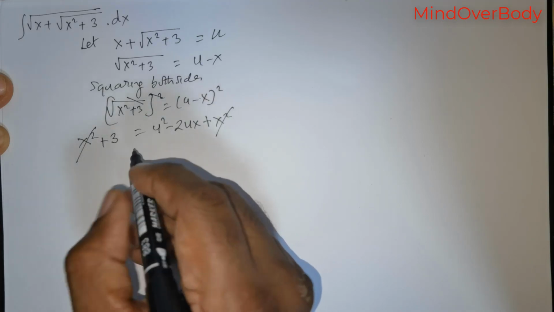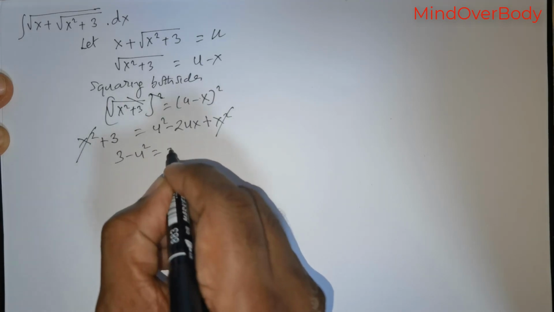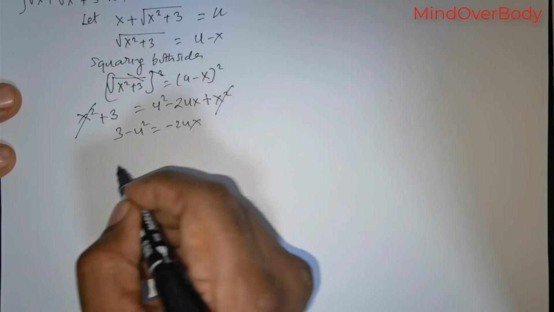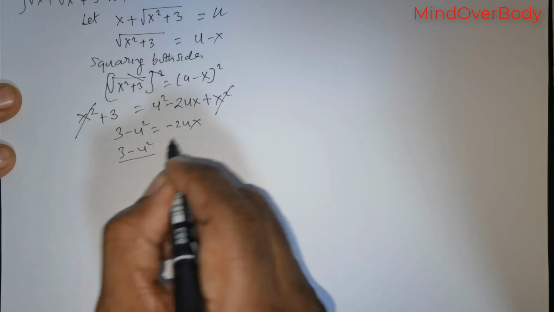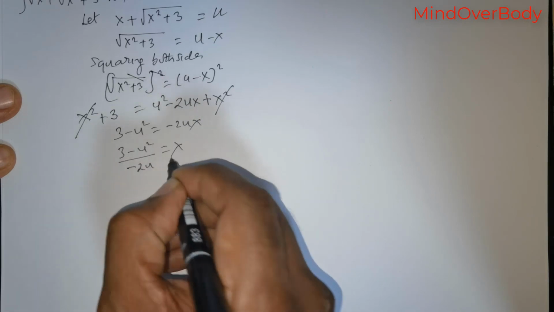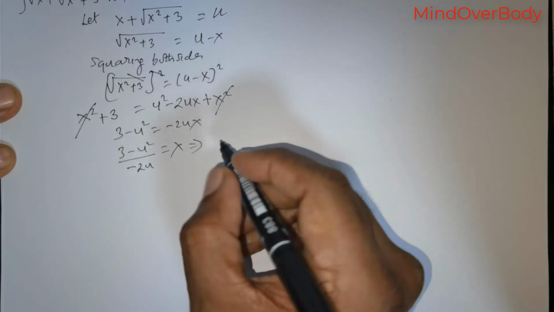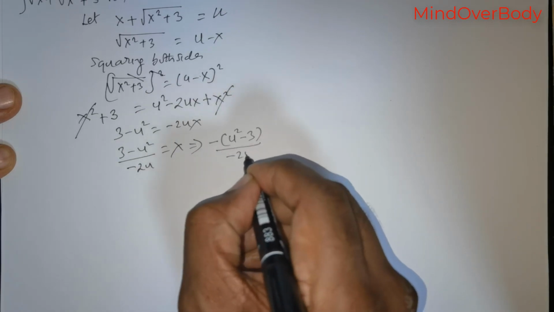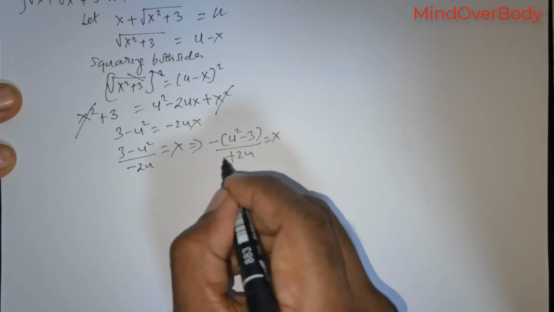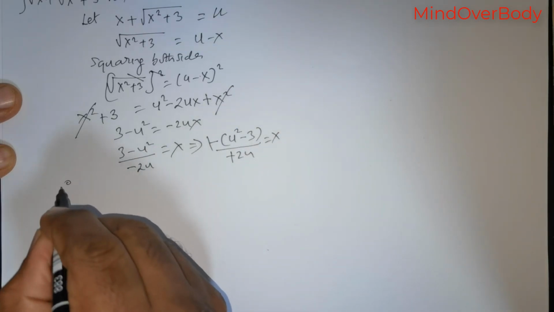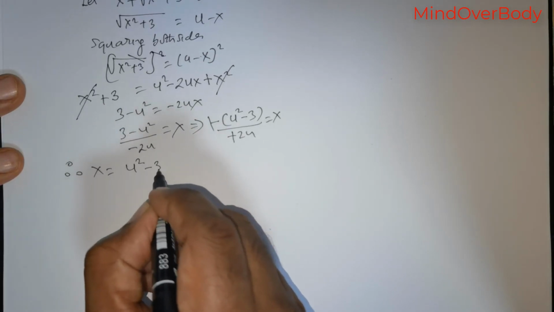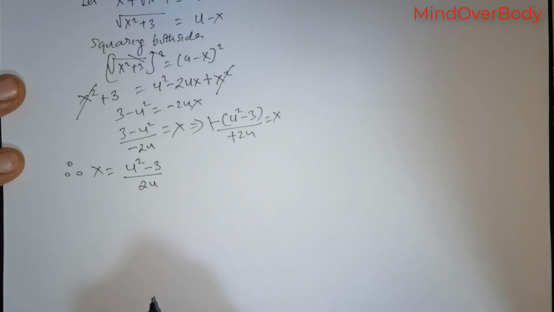Now what I wish to do is move this u squared to this end and I get a quantity like this. Then I wish to bring negative 2 times u down, and then take a negative sign out and rewrite x. Negative will become positive, so therefore x is equal to u squared minus 3 divided by 2 times u. This is what we have got.